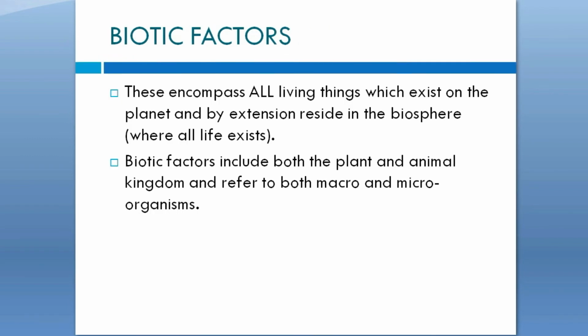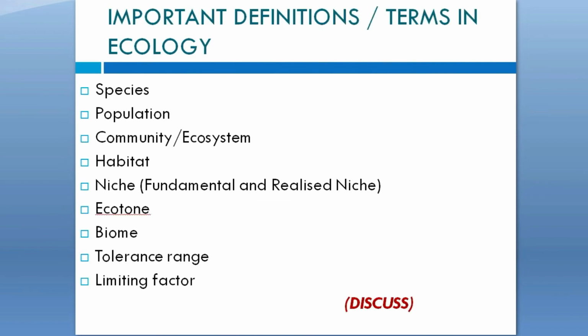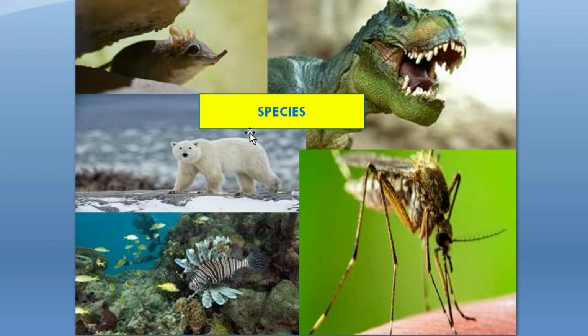We understand that the biotic factors can be associated with both plants and animals, referring specifically to the plant kingdom and the animal kingdom generally. And they can also refer to both macro and microorganisms, that is for animals, as well as plants. Now, always bear in mind that the concept of ecology, as with every single subject, we must have strong definitions, basis. Now let's begin with species.